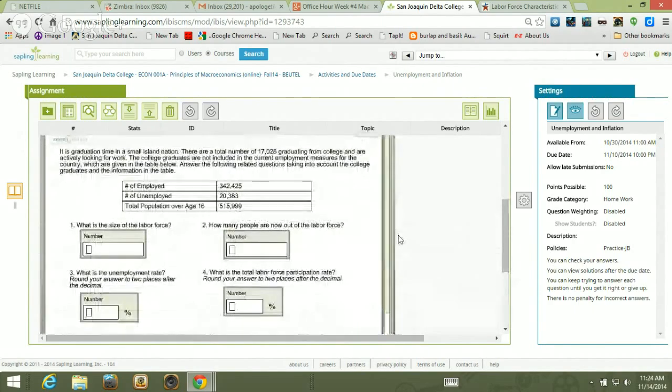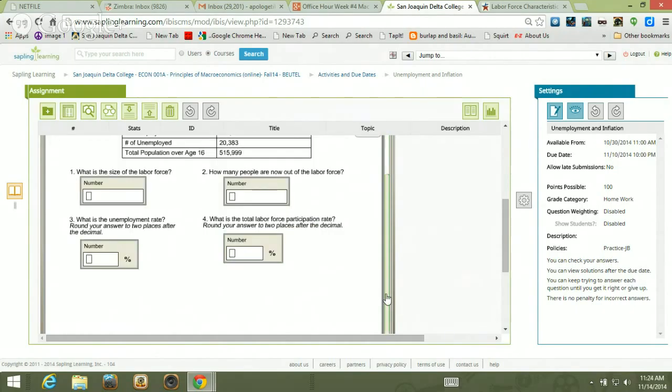And then the last one's a similar problem as well. What size labor force, which is just adding employed and unemployed. How many people are out of the labor force, then you can calculate that by the adults minus the labor force, and then what's your unemployment rate? Unemployed divided by labor force that you calculate here. And what's the labor force participation rate? That's going to be labor force divided by adult population. So those shouldn't have been too hard.